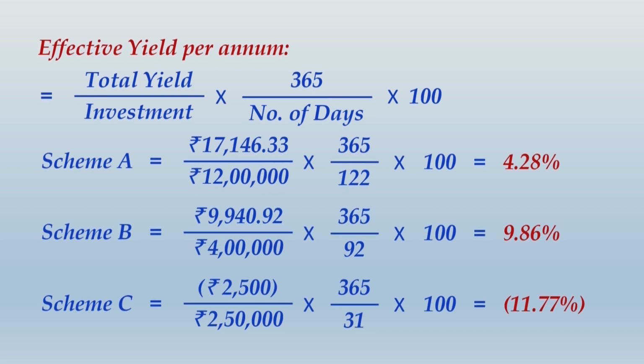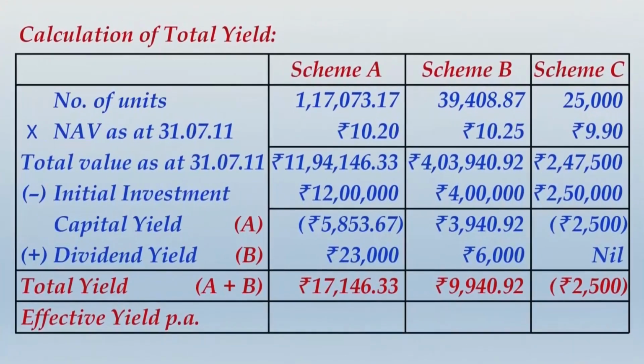Alright friends, once your effective yield per annum is computed, we can go back to the table, and the last line that was kept pending, we can just fill up those three values over here. So please write up this one line additionally, and it will be the end of the solution.